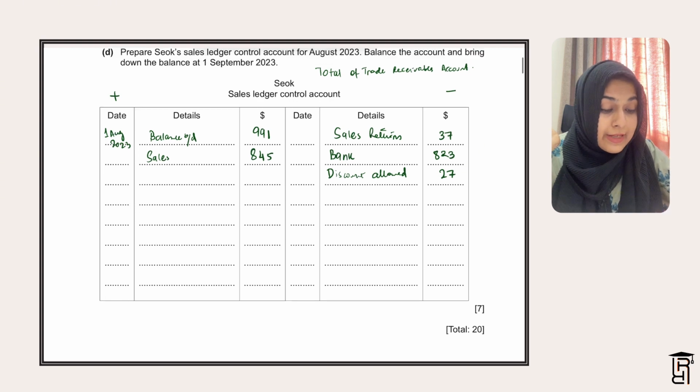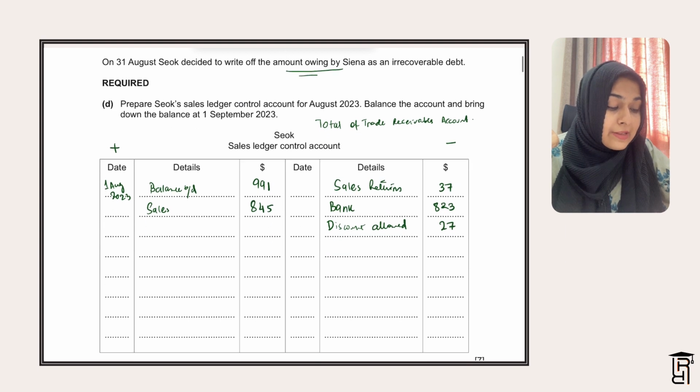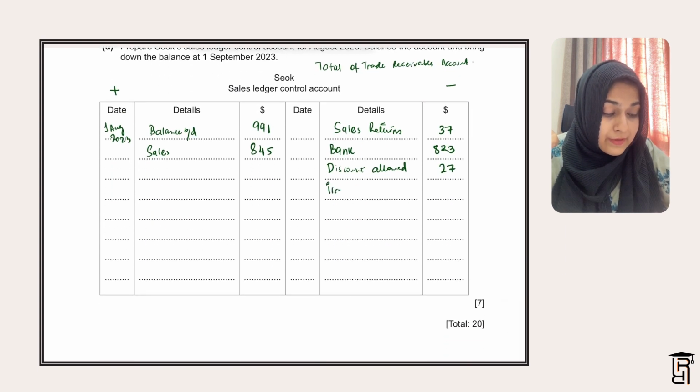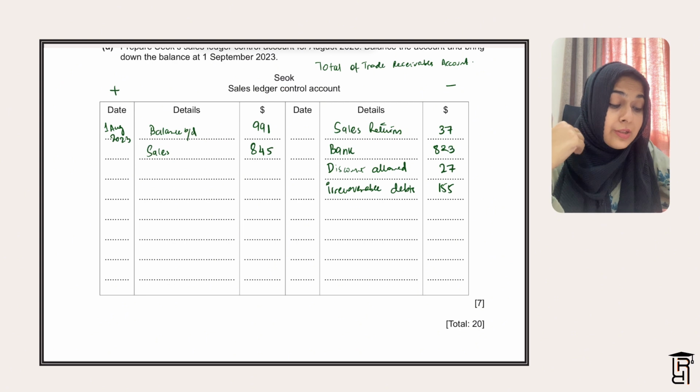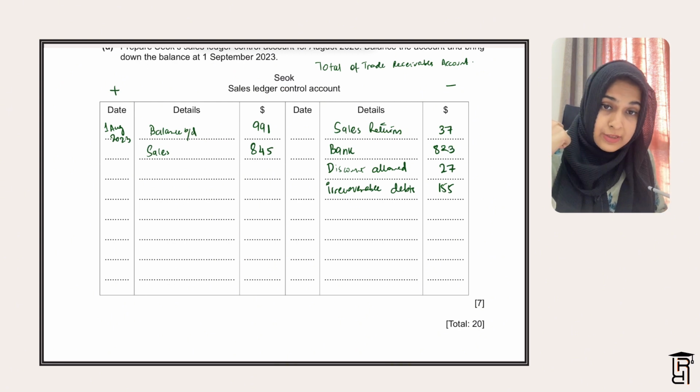And then they're saying the amount owing by Sienna should be written off as an irrecoverable debt. So I need to record this on the credit side of this account. I write here irrecoverable debts, 155. So basically, whenever trade receivables is increasing, you're recording that on the debit side. Whenever trade receivables is decreasing, you're recording that on the credit side. And this is the trade receivable account. So in the details, you write the name of the other account that is being debited or credited. Like in the case of irrecoverable debts, it is being debited and trade receivable is being credited here.